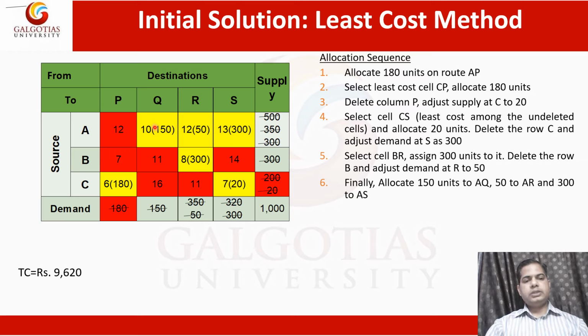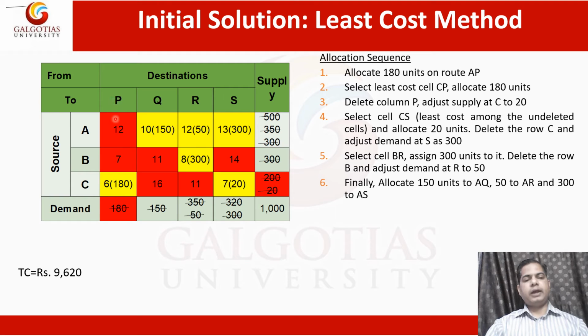So in this table, the least cost is 6. So we will give the maximum possible allocation to this 6. That means this point is the intersection of C and P. The demand for P is 180 units and the supply of C is 200 units. So the maximum possible allocation at this point is 180. When we give this 180, the demand of P is over.